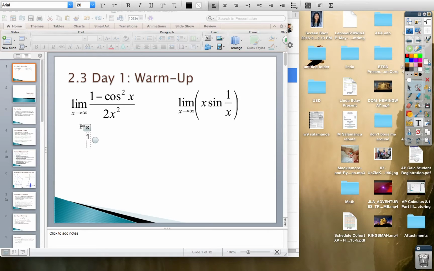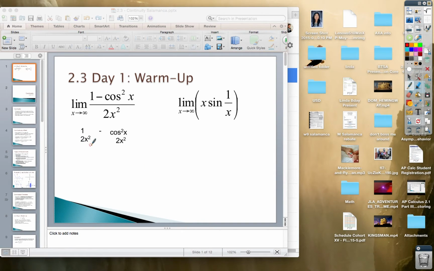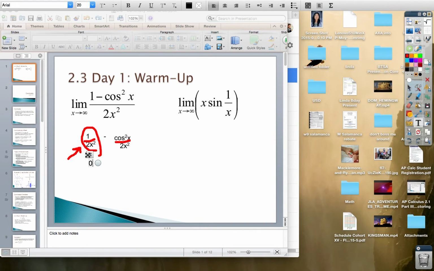So this should be 1 divided by 2x squared minus cosine squared x divided by 2x squared. You'll notice that the limit as x approaches infinity for this equation, because it is a fraction, even though I didn't write the fraction bar until just now, as x approaches infinity, this one will get larger and larger and larger. So 1 divided by 2 times infinity squared will eventually converge to 0.